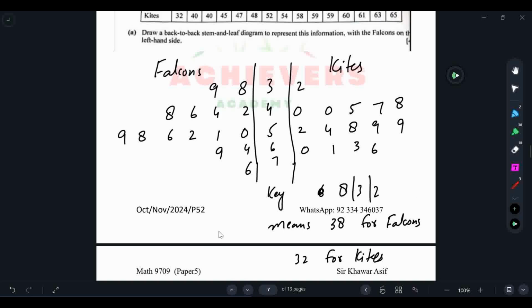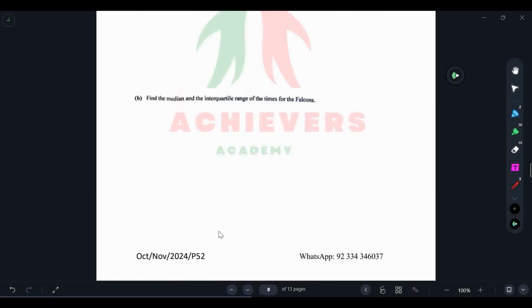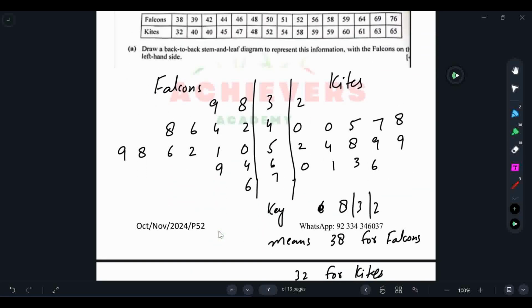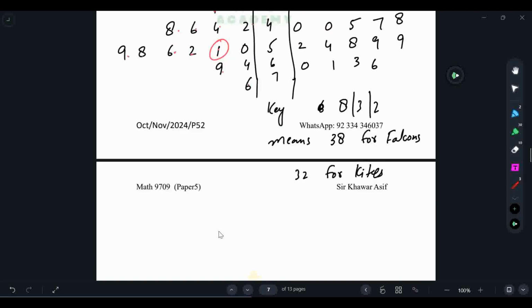Let's move to the next one, the B part. Find the median and interquartile range for the falcons. How can we find the median and interquartile range for the falcons? For the median, we have to see the middle value. So 1, 2, 3, 4, 5, 6, 7, 8, 9, 10, 11, 12, 13, 14, 15. So 15 values means that the median value will be 51. This will be the middle value because we must have 7 on the upward side and 7 on the other side. So the median will be 51.